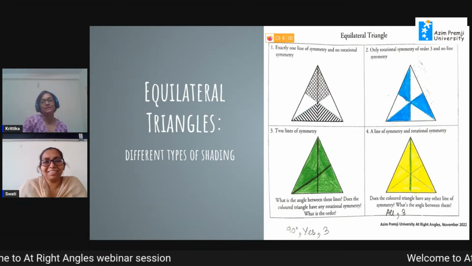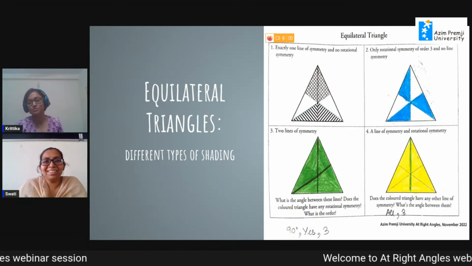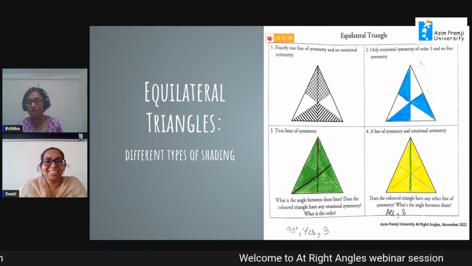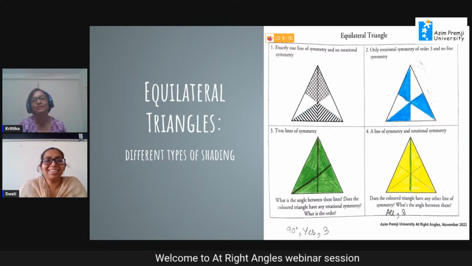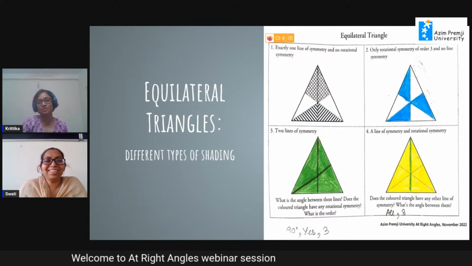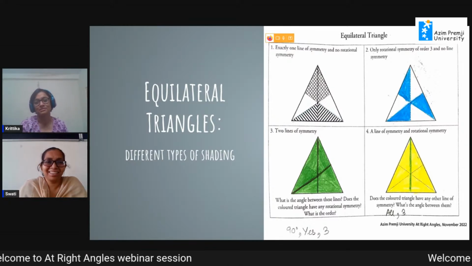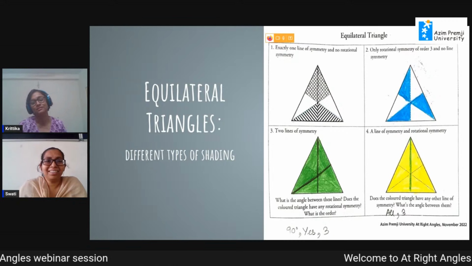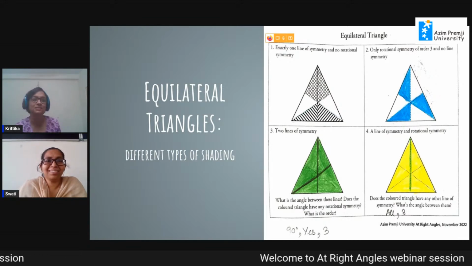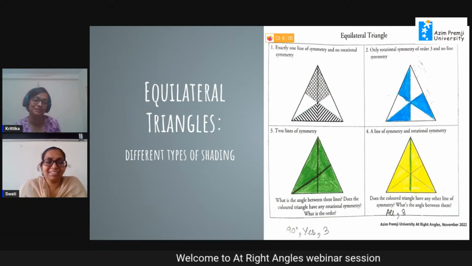And the degree of rotation also matters. They can't imagine a 120-degree rotation in their head. It's difficult to imagine. So 90 is an easier angle.